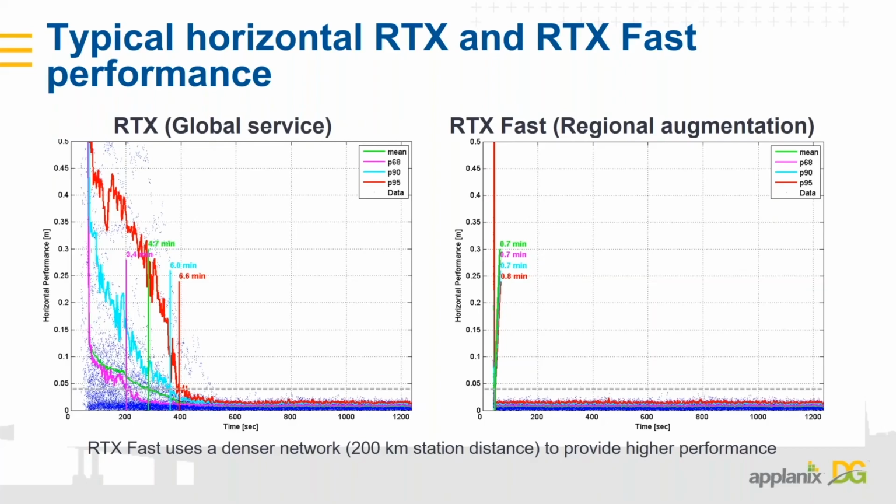Now, looking at an RTX fast region, where we're utilizing a denser network of stations to get a very region-specific model, we can see that everything's converging extremely fast, with the mean and both the 68 and the 90% confidence intervals converging at 0.7 minutes, and then finally the 95% confidence interval at the 8-minute mark.